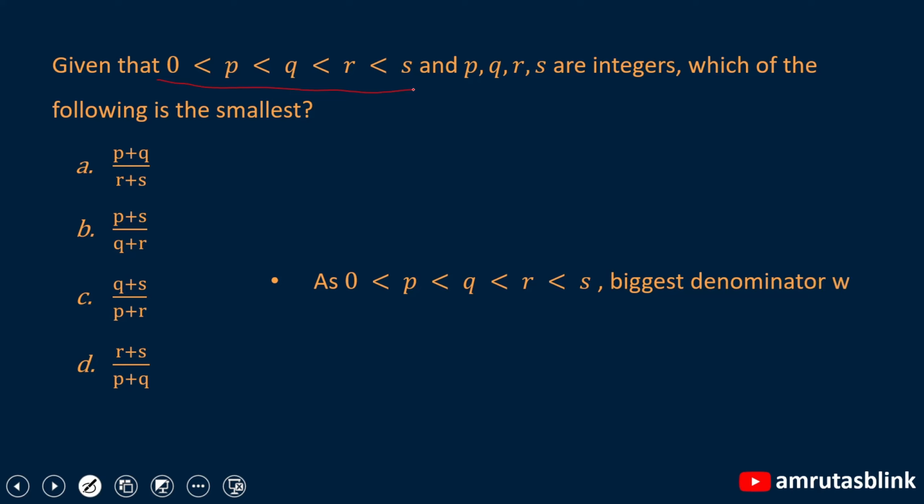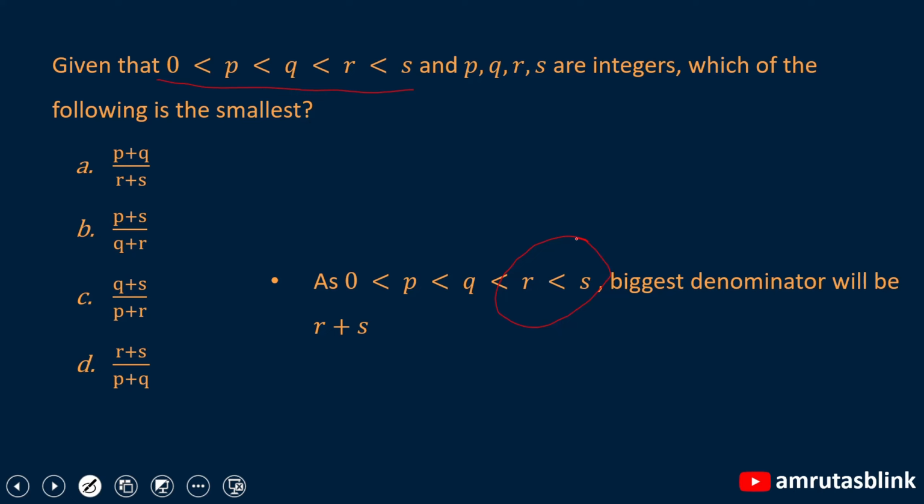In the case of positive numbers, we know that whichever fraction has the larger denominator, that number will be smaller. Hence, if we observe the denominators of the options: for the first one, the denominator is r plus s. For the second one, q plus r. For the third one, p plus r. And for the last option, p plus q. Now, out of these four, we know that r and s are the biggest numbers.